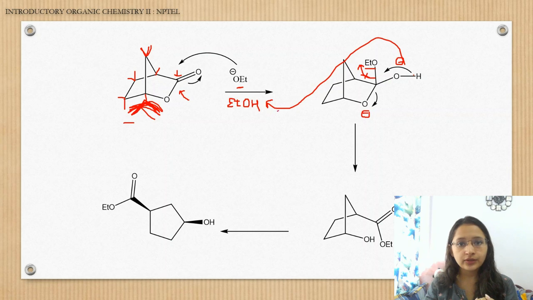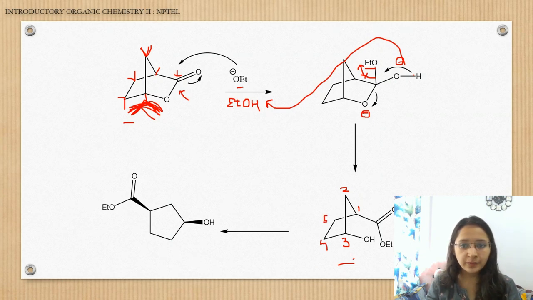Now, ethanol will again give the proton to this particular oxygen ion, and this species is getting formed. So, a five-membered species is getting formed. One cycle is getting cleaved, and that is why the bicyclic system is releasing the strain. So now we have to calculate the ring size. This is one, this is two, this is three, this is four, and this is five, right? So a five-membered system is there.